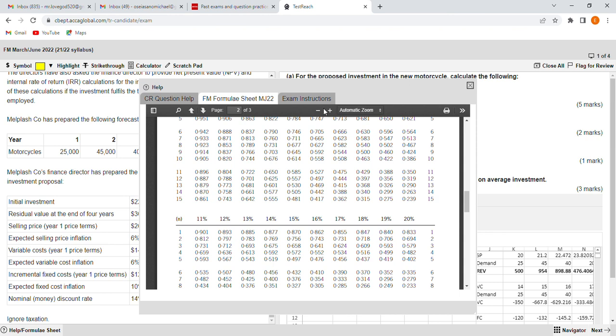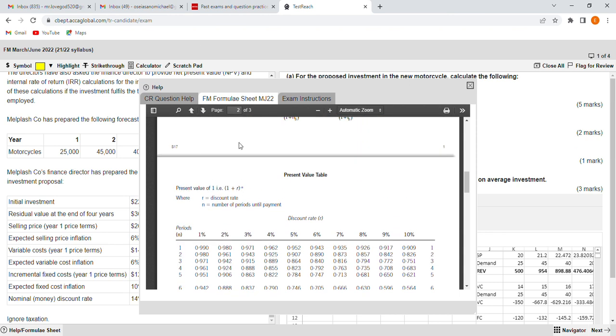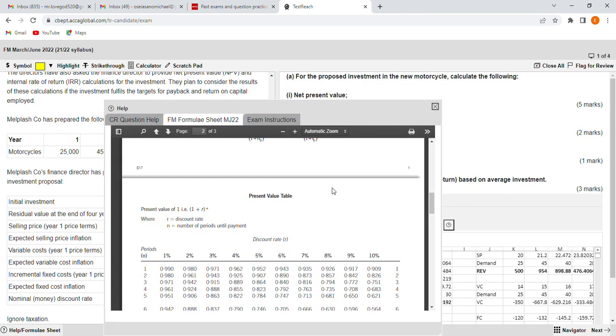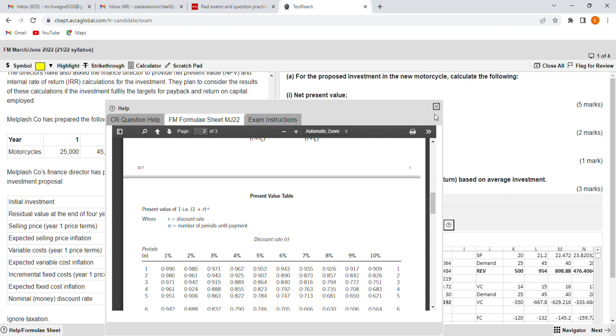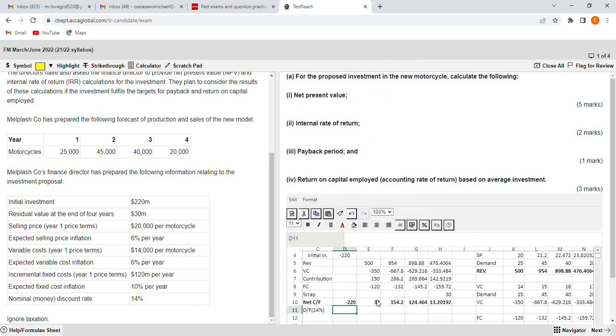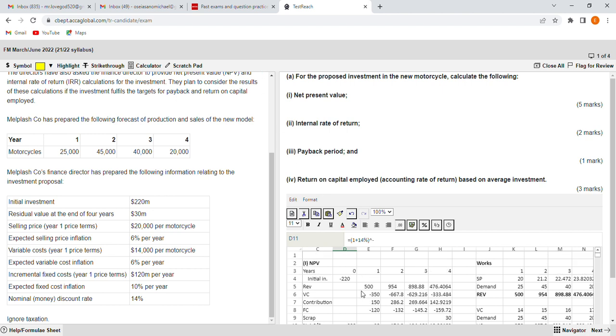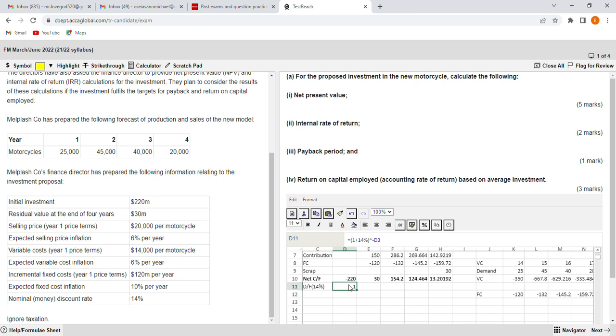So you can just copy this, or you use the formula 1 plus the rate, exponent negative number of years. Exponent negative number of years, right? So let's do the formula. So the discount factor, so equal to, bracket open, 1 plus the discount rate, which is 14%, exponent negative number of years. Here the number of years is 0. You have gotten your 1, because any number exponent 0 is 1. You drag it to your year 4, and these are the discount factors.